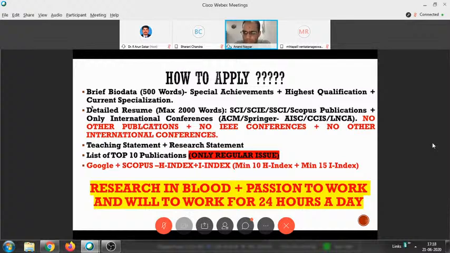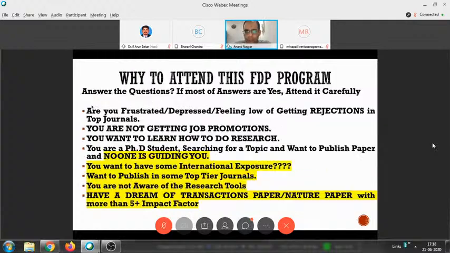I will be showing you what the advantages of a regular issue are, and some of the disadvantages of special issues also. And at least I'm looking for a minimum h-index of 10 and a minimum i10-index of 15. So at minimum the person should be well-trained, with research in the blood and a passion to work, and the will to work for 24 hours a day.